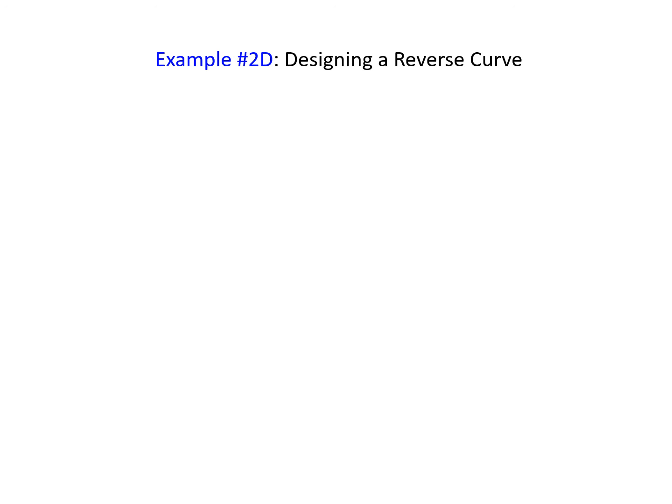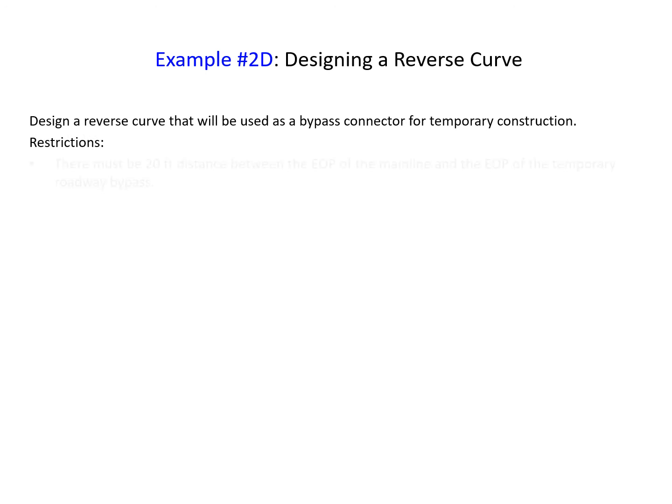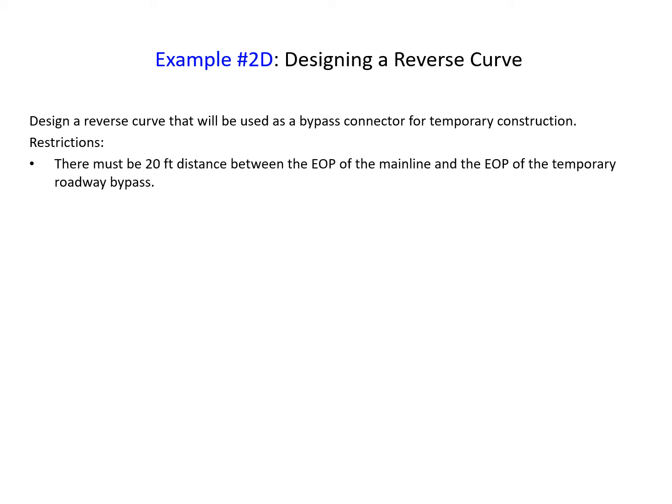Example number 3, designing a reverse curve. Your assignment is to design a reverse curve that will be used as a bypass connector for temporary construction. The restrictions: there must be 20-foot distance between the edge of pavement of the main line and the edge of pavement of the temporary roadway bypass. All lane widths on all the roads are 12 feet.